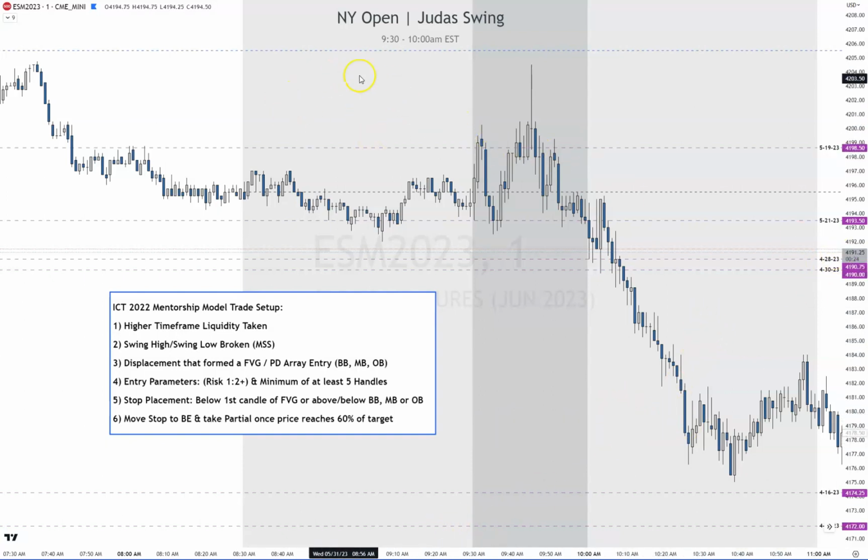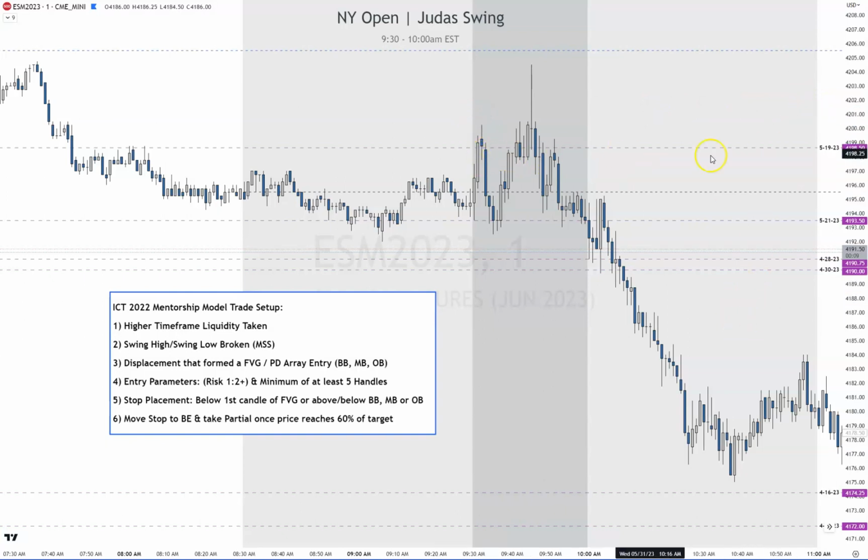So this light gray is from 8:30 to 9:30. The dark gray here is 9:30 to 10. And from this light gray to this light gray here, this is the silver bullet hour, 10 to 11 a.m. Eastern Standard Time.